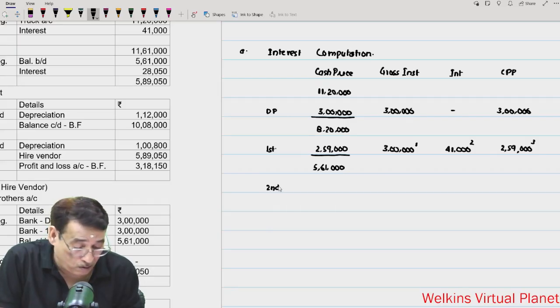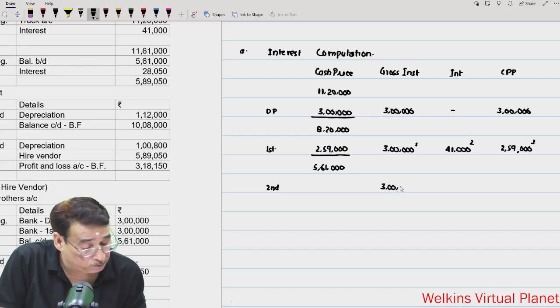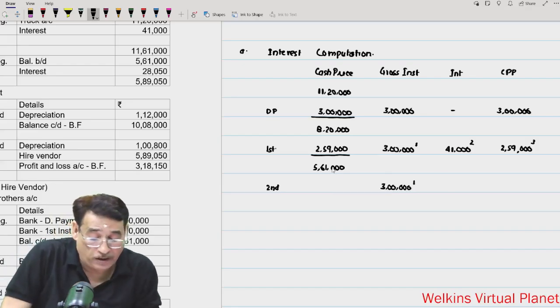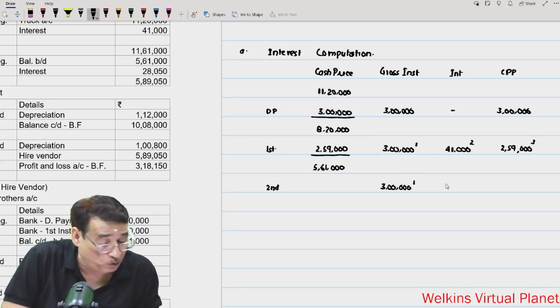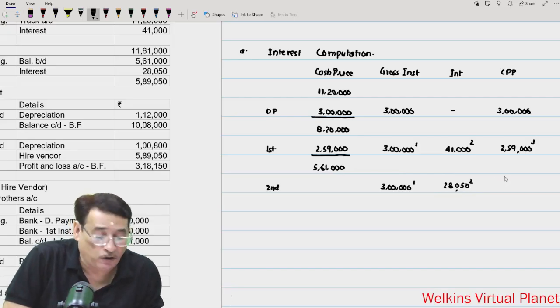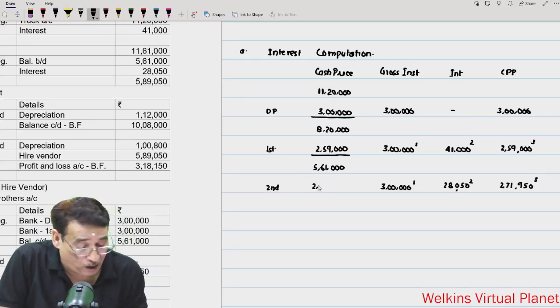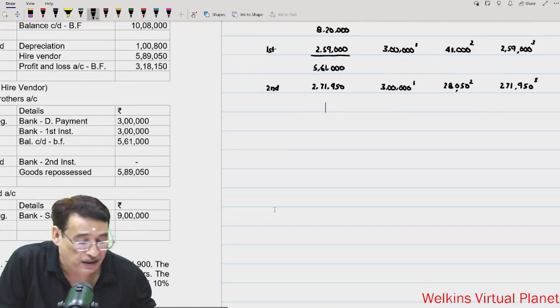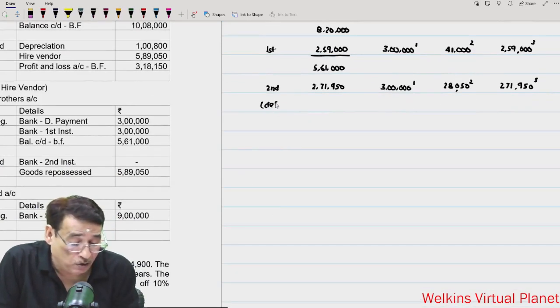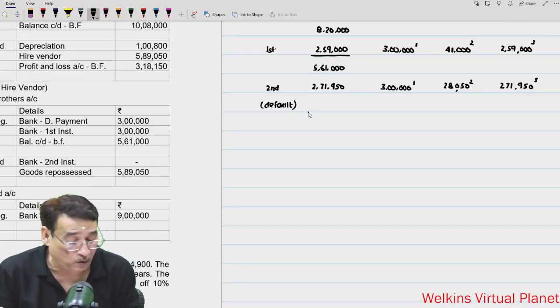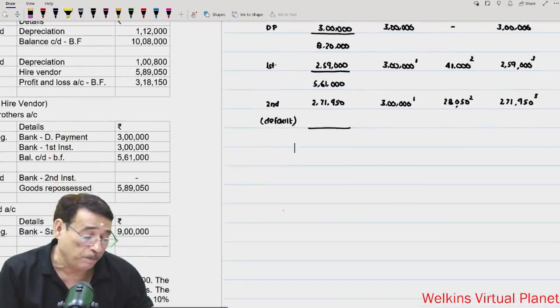Second installment. The second installment is 3 lakh. In the second installment, the interest will be 5,61,000 into 5%, which is 28,050. Now you subtract this figure from the gross installment and you will be left with 2,71,950. However, now I need not move further, because in the second installment, default has been committed. So I need to compute interest only up to this particular stage, because default has been committed at the time of the second installment. There is no need to continue with the story now. Correct? So now you have computed the interest.